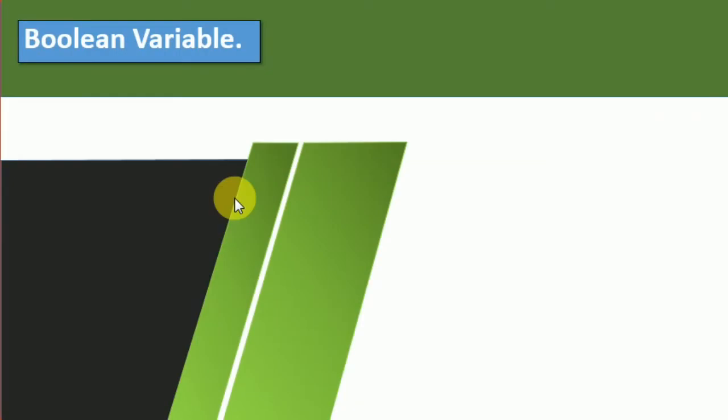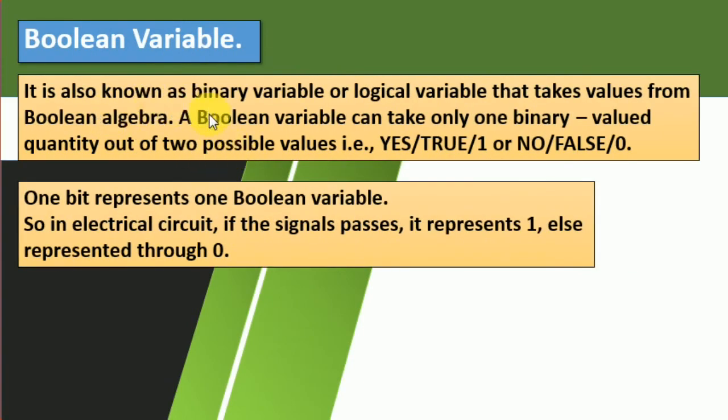Now we discuss the Boolean variable. It is also known as a binary variable or logical variable that takes values from Boolean algebra. A Boolean variable can take only one binary value, 1 or 0. 1 means true, yes, 0 means no, false. 1 bit represents one Boolean variable.